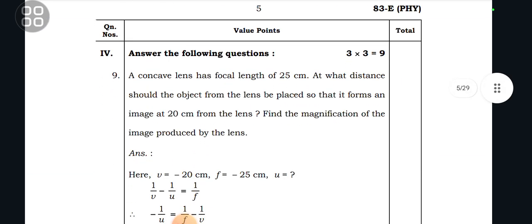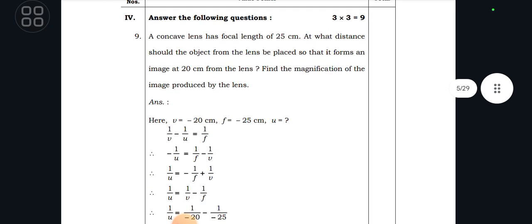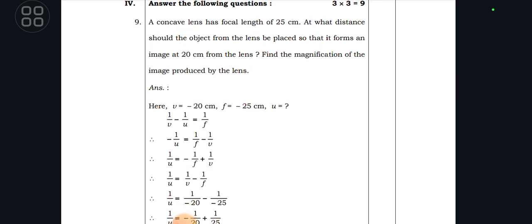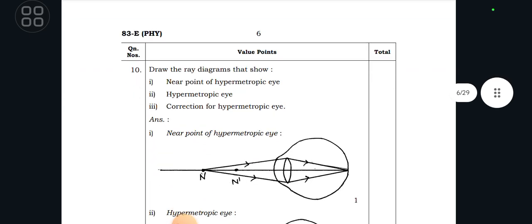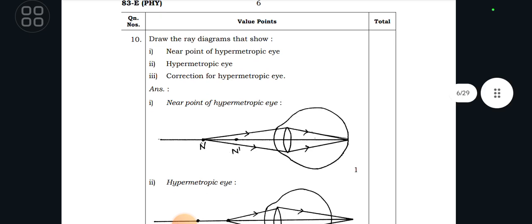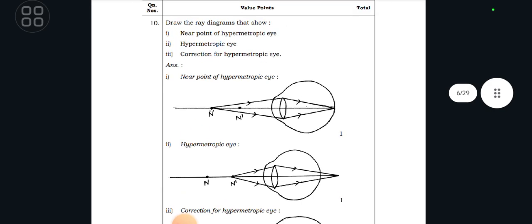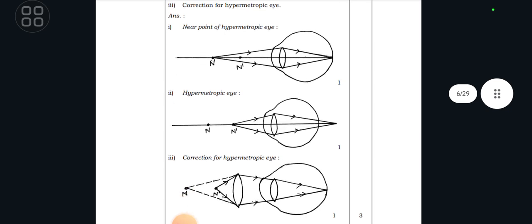Coming to the 3 marks question, from this lesson they will ask one fixed question on numericals. You should be able to solve it. They will ask like, find the magnification of the image produced by a lens, or what is the distance of the mirror or the lens. This type of question you should practice and solve. Draw the ray diagram that shows the near point. They have given the questions and you should draw the diagram. One diagram is for 1 mark.